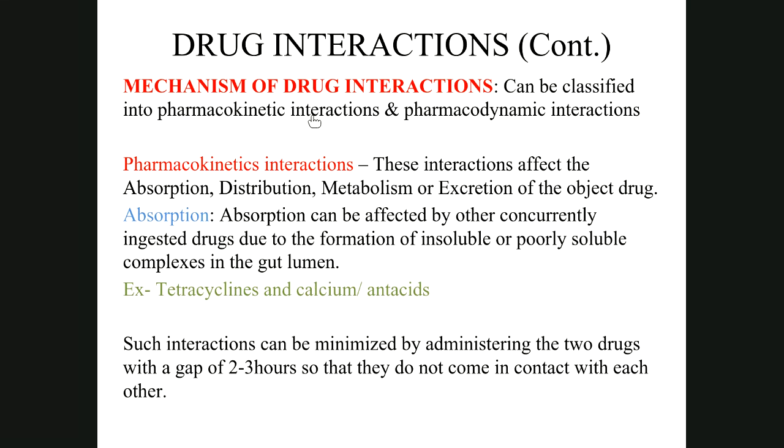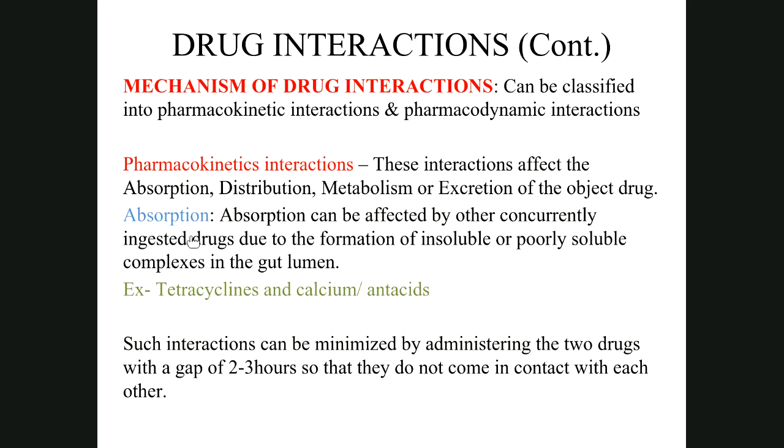Now, mechanisms of drug interactions. The drug interactions are classified into pharmacokinetic interactions and pharmacodynamic interactions. Pharmacokinetics: absorption, distribution, metabolism, excretion. So, what can two drugs do to absorption? What can two drugs do to distribution? What can two drugs do to metabolism? And similarly for excretion, we will see.